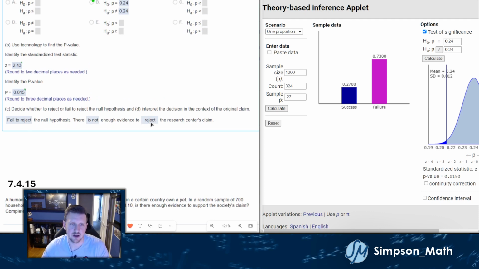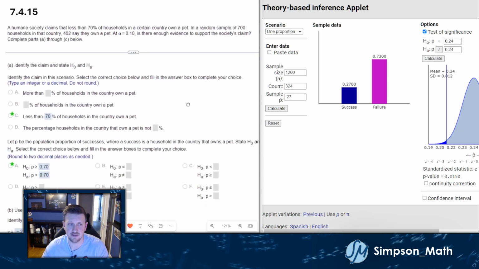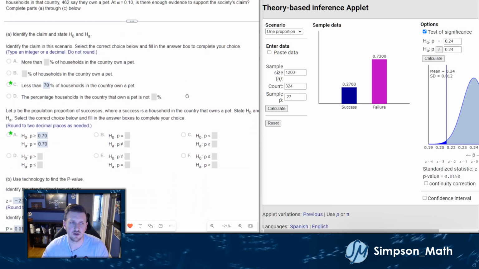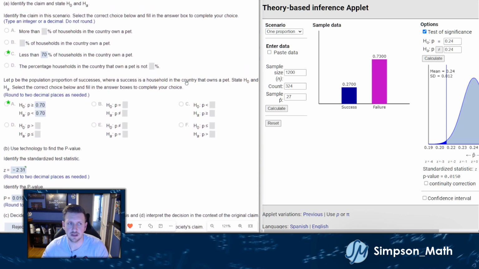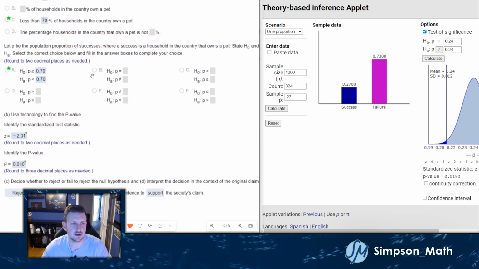Hopefully that makes sense, because with the next question the claim floats. The claim is now in the alternative. So that's why our concluding sentence is going to be a little bit different. So now let's take a look at doing this one.